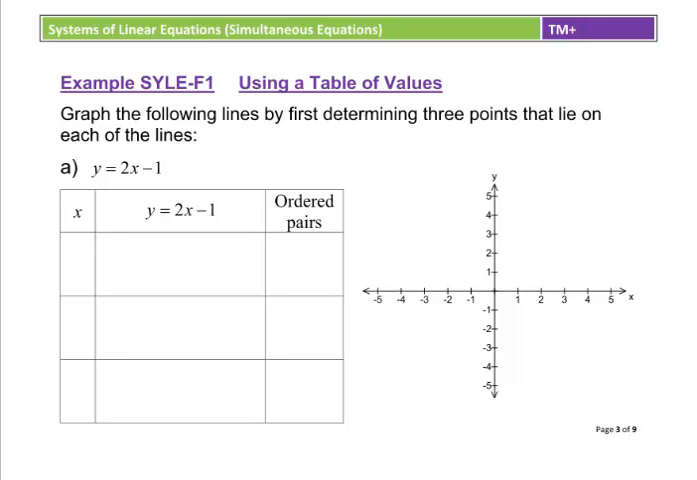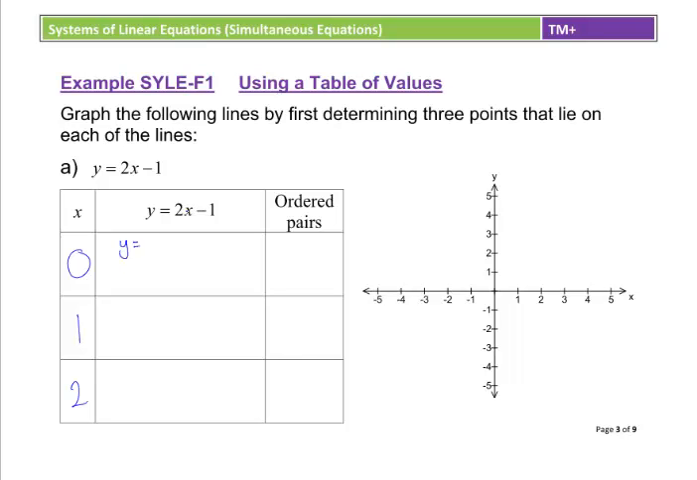So let's look at some examples. The first one, using a table of values, graph the following lines by first determining 3 points that lie on each of the lines. So for y equals 2x minus 1, again it doesn't matter what I choose for the values of x. 0 is always a good option though, because that means x gets eliminated. In this case I'll just use 1 and 2, because they're nice and easy to substitute in.